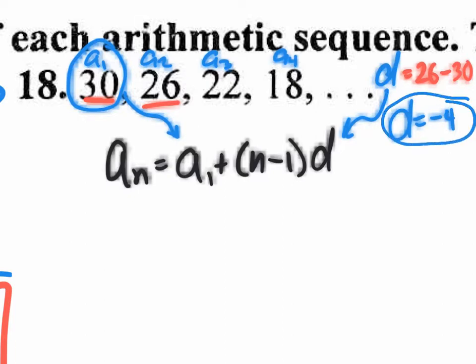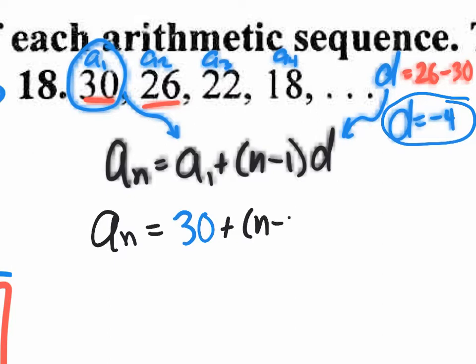Okay, so now we plug in our values. So here's the rule. A sub n equals a sub 1, which is 30, plus parenthesis n minus 1 times the common difference, which is negative 4. Now that's the rule. That is the machine that produces the list.